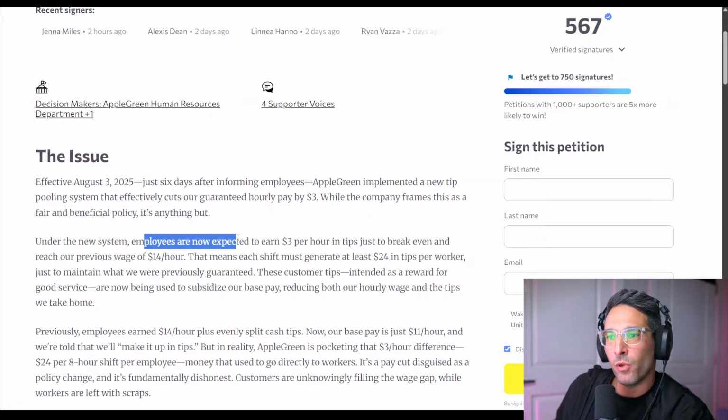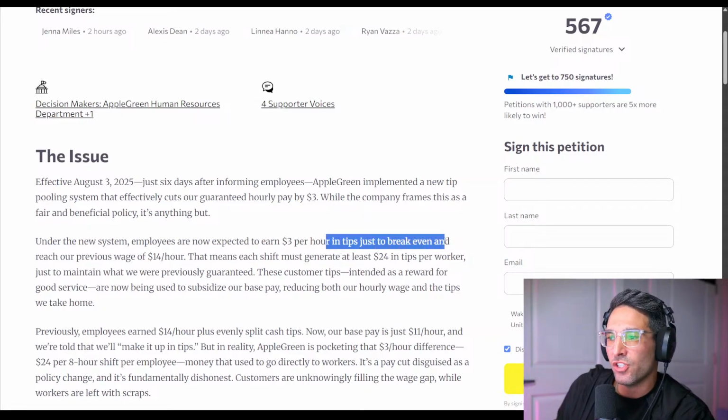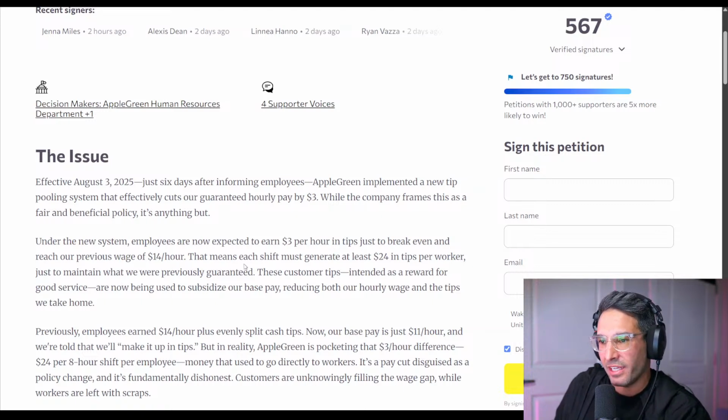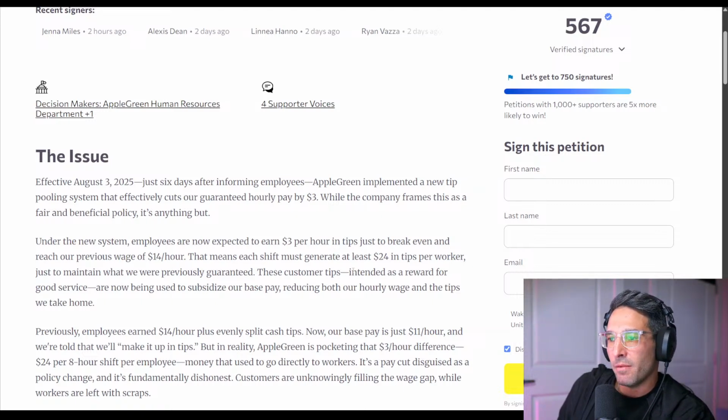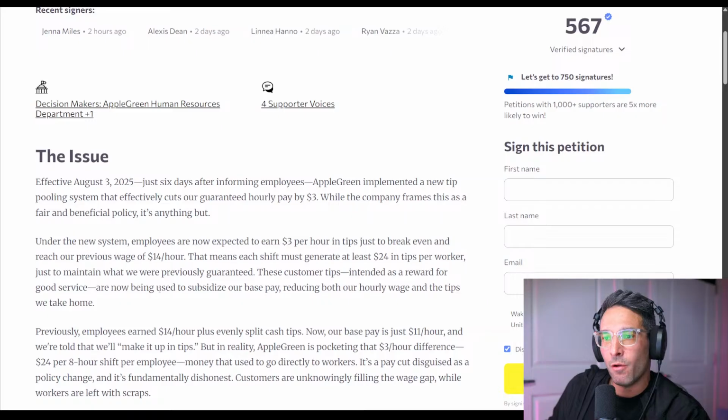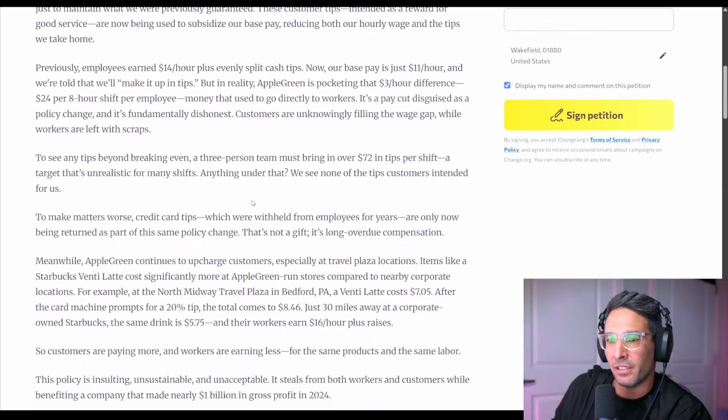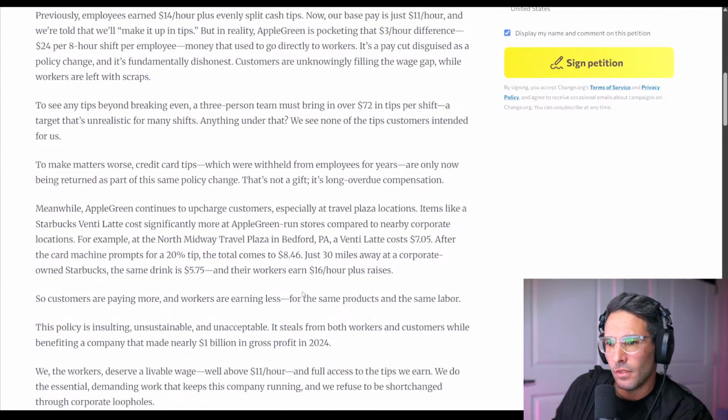Under the new system, employees are now expected to earn $3 per hour in tips just to break even and reach our previous wage of $14 per hour. That means each shift must generate at least $24 in tips per worker just to maintain what we were previously guaranteed. These customer tips intended as a reward for good service are now being used to subsidize our pay base, reducing both our hourly wage and the tips we take home. Where is this happening? Bedford, PA.